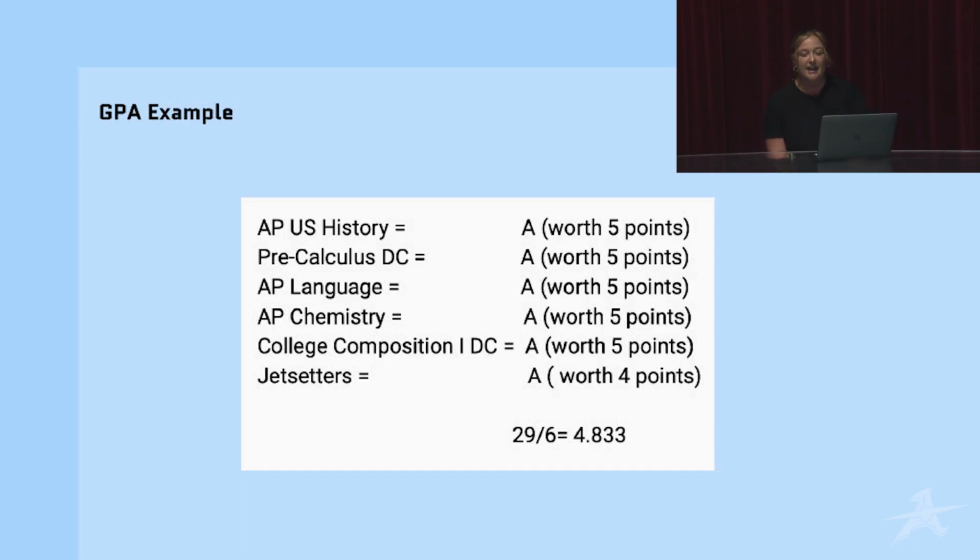So even though they got A's in all of those classes, because that jet setters class is worth 4 points instead of 5, they are actually getting a lower GPA than the previous student. So this is very important to consider. If you're the type of student taking those 5-point classes, but you also are taking a class that is not weighted, like jet setters for example, like that last student, you'll want to talk to your counselor and see how pass-fail comes into play for you.